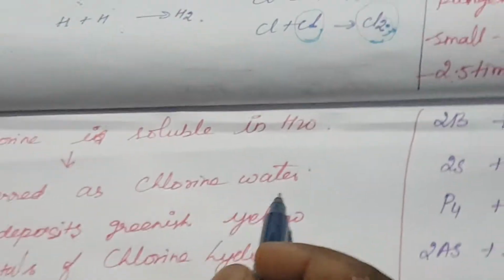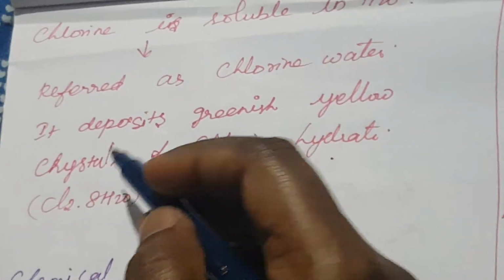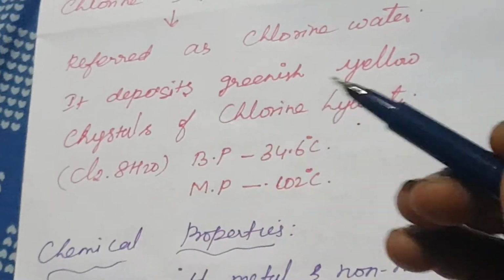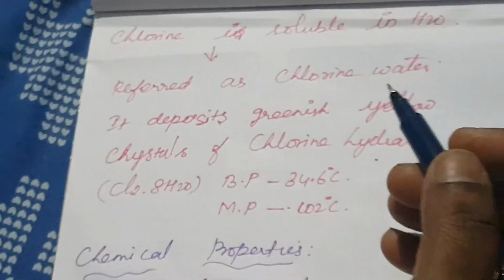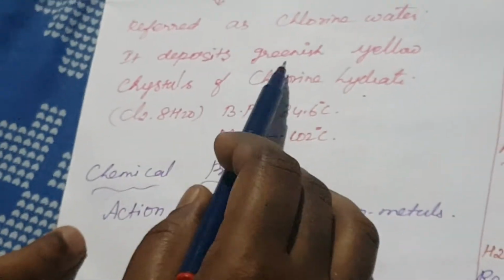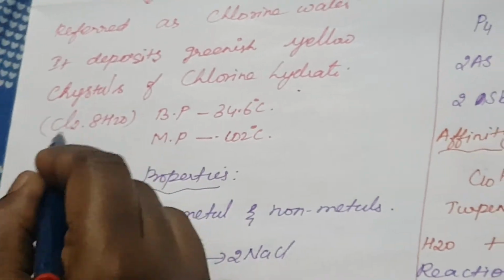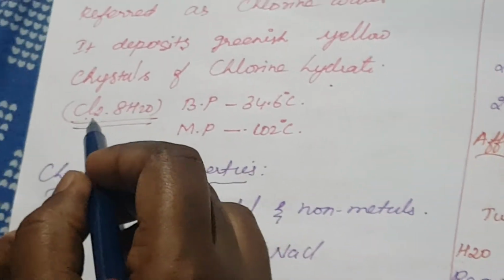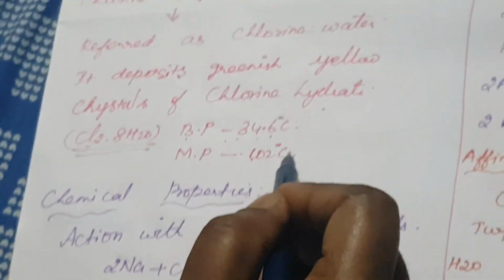Repeatedly using the chlorine water deposits greenish yellow crystals of chlorine hydrate. If we continuously use the metro water, a white cloth will turn into a pale yellow color. What is the meaning of that? It is the deposit of chlorine hydrate, chlorine plus water, deposited on the cloth or other things. So Cl2, H2O. The boiling point of chlorine is minus 34.6 degrees, and the melting point is minus 101 degrees Celsius.